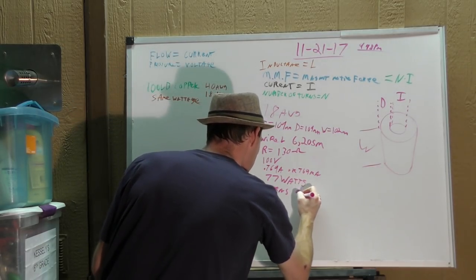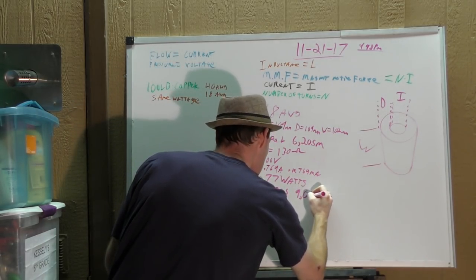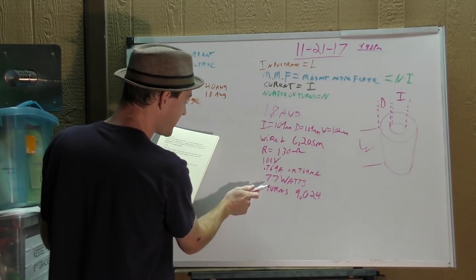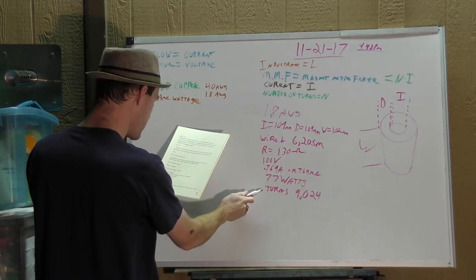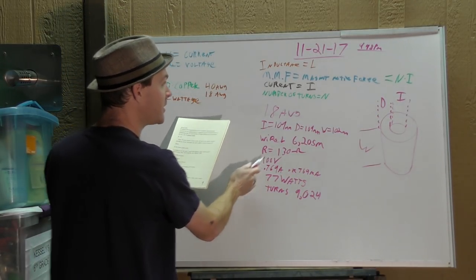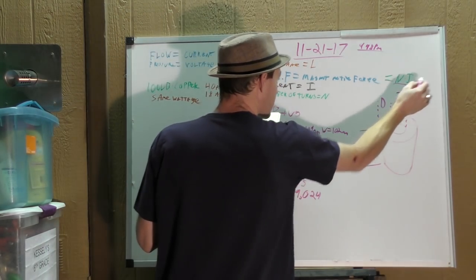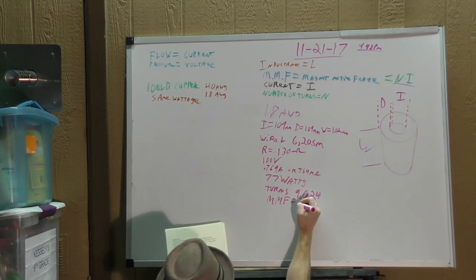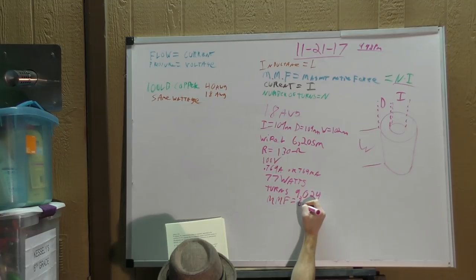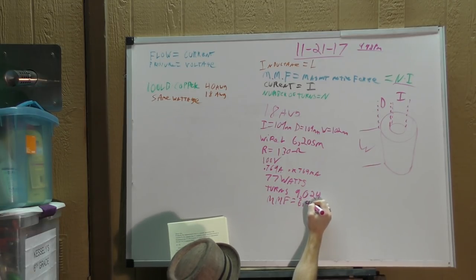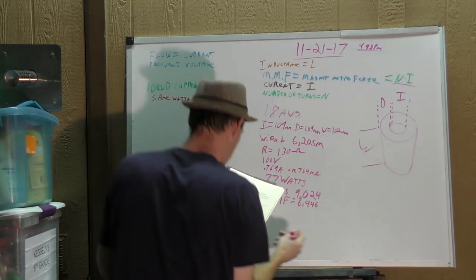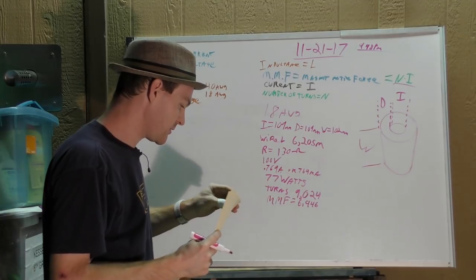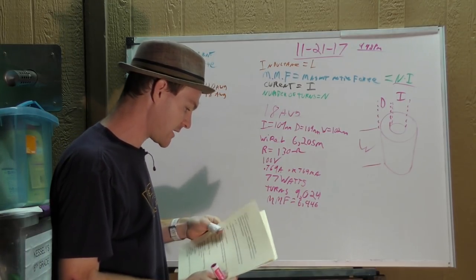9,024. Now, the MMF. That's the number of turns times the amps. Number of turns times amps gives us 6,946. Remember, this is basically the total amount of magnetic field.